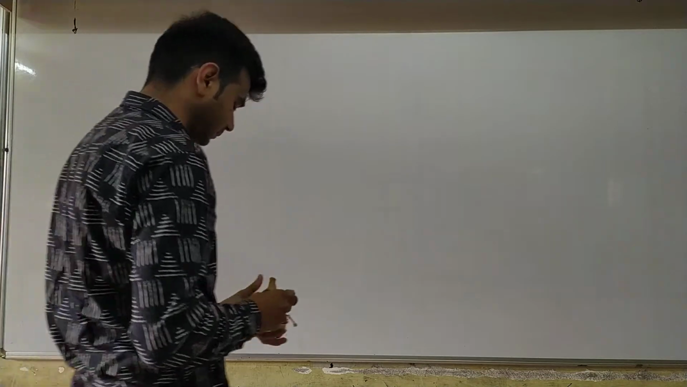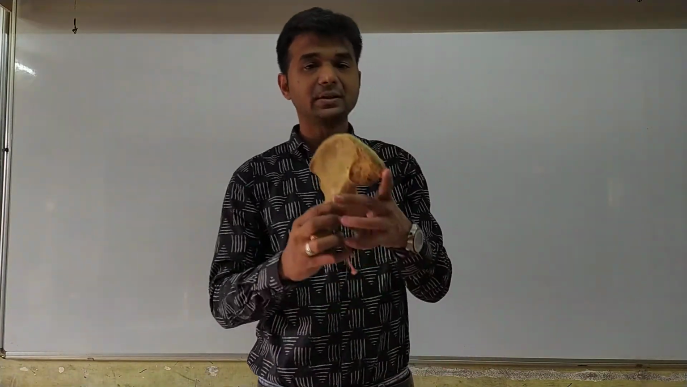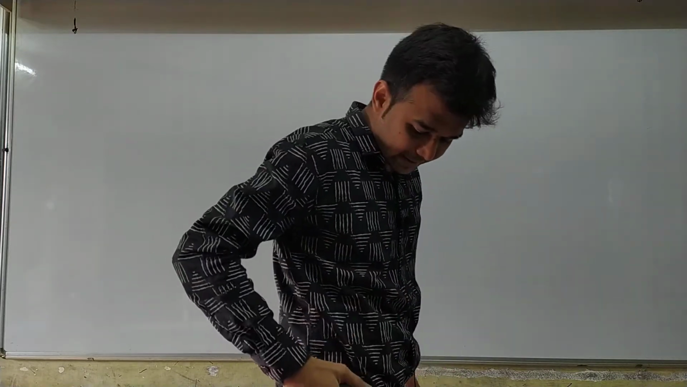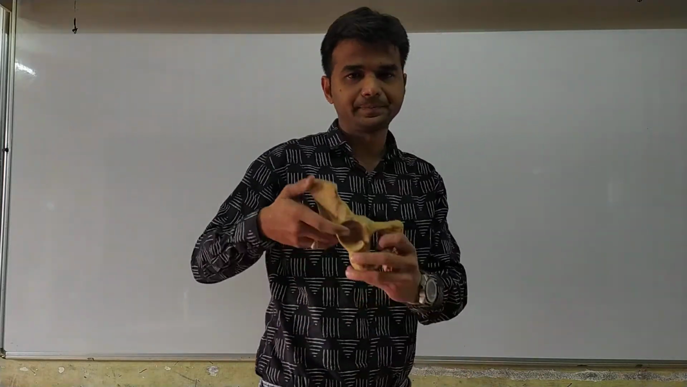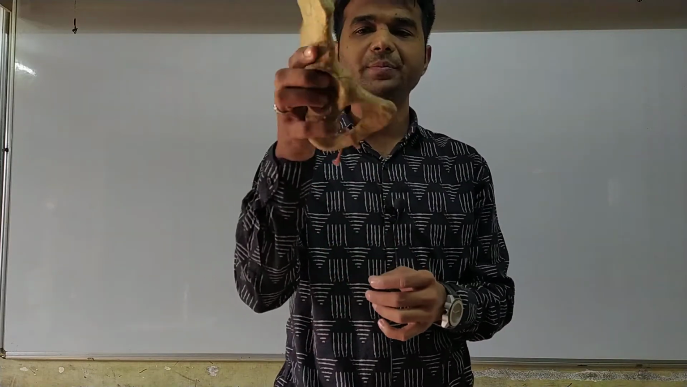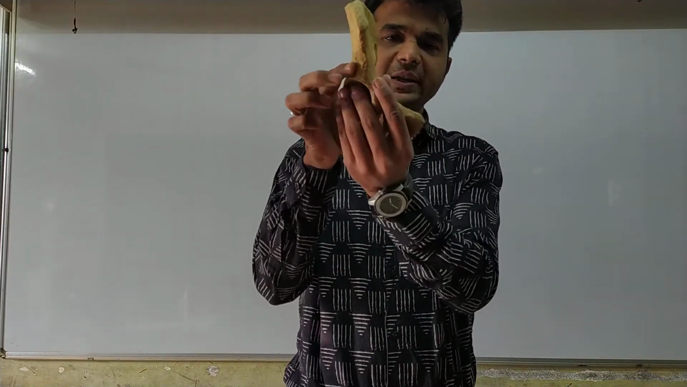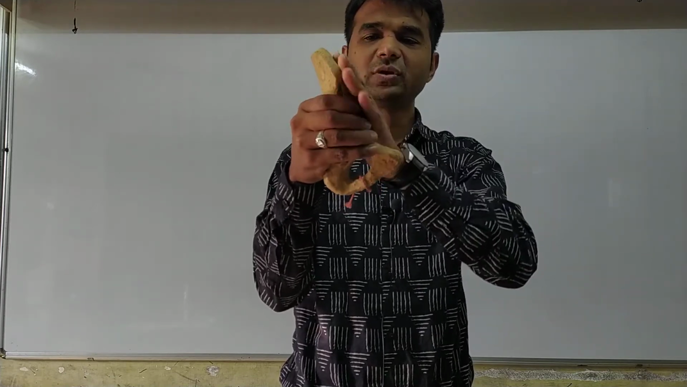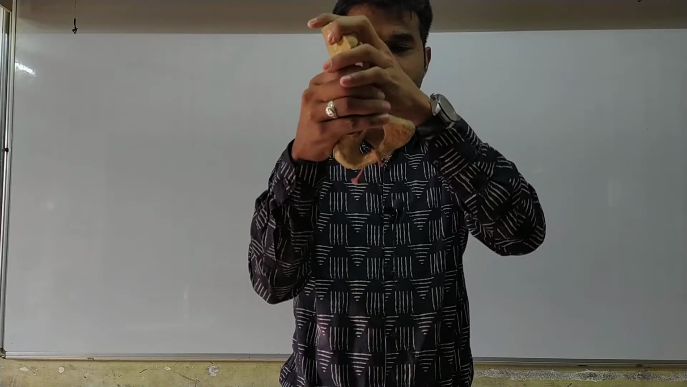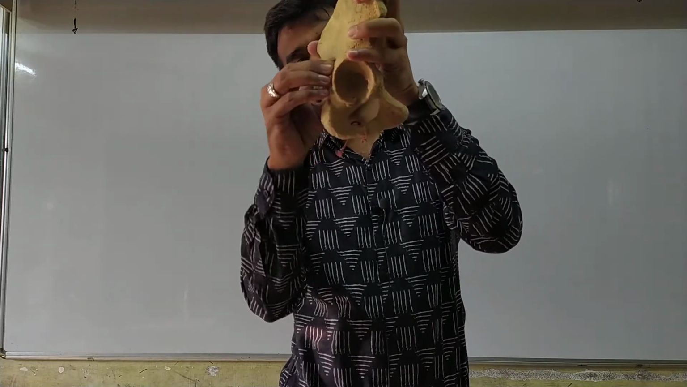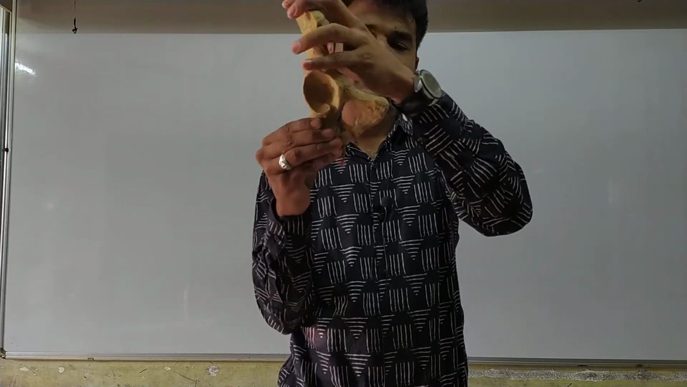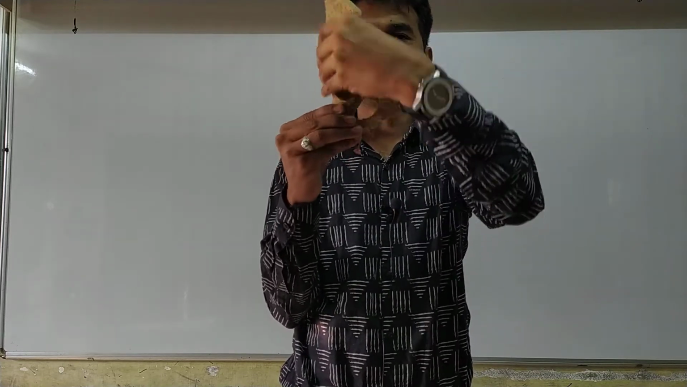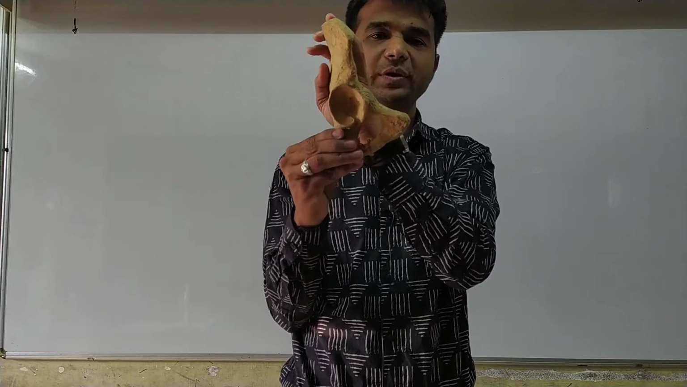Now, this is the most important one. Here, this is the right side hip bone. The hip bone is made up of three bones. The uppermost one is known as ilium. This bone is known as ischium, and this bone is known as pubis. So this whole structure is known as the hip bone.